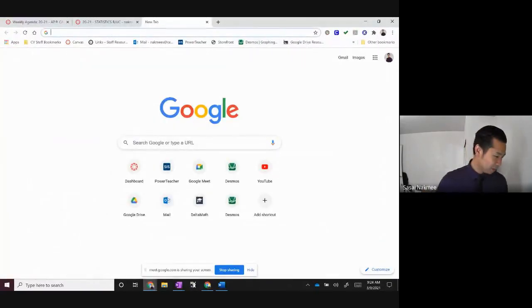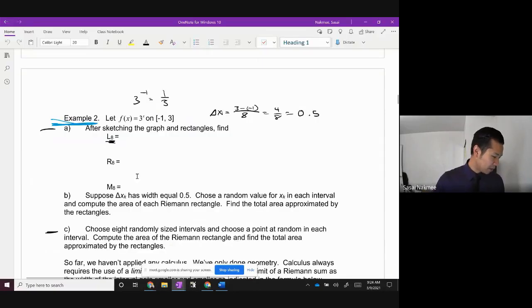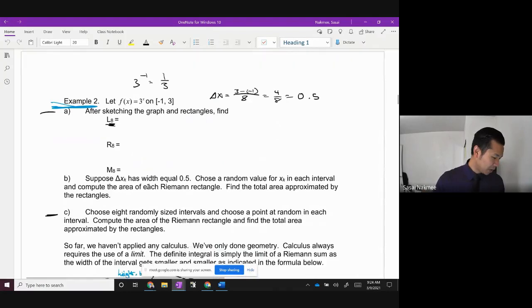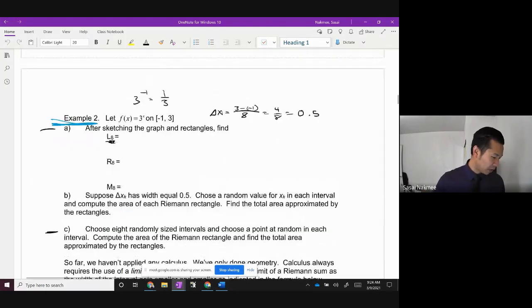So today, I wanted to continue where we left off in our notes. This was supposed to be your assignment. You were supposed to fill out these values for L8, R8, and M8. So 8 rectangles, left-hand approximation, right-hand approximation for the R, and the midpoint approximation, right?